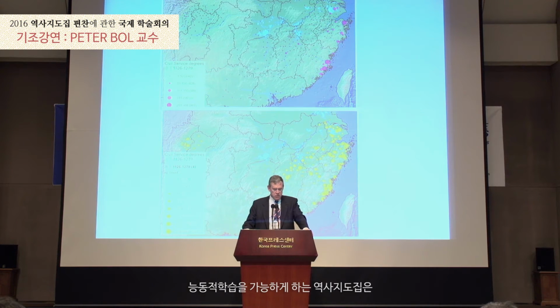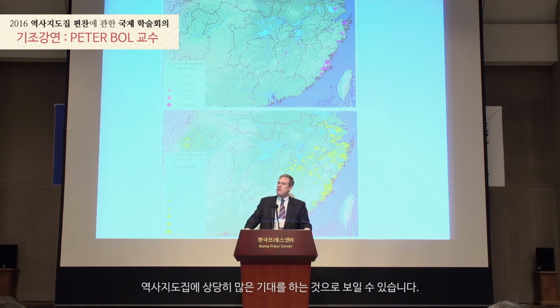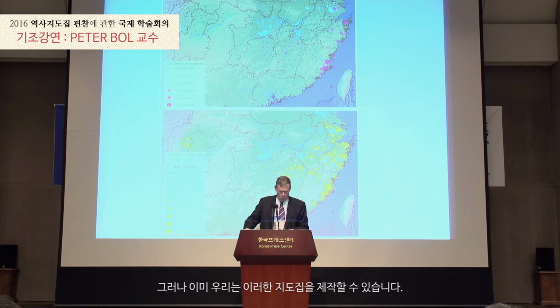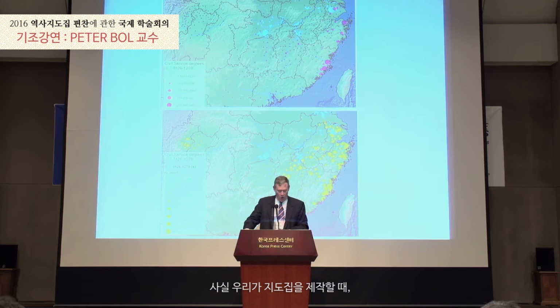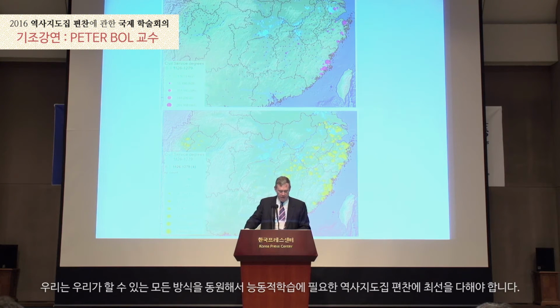An historical atlas that enabled active learning would teach the learner how to represent the data as well as providing a reference work. This may seem a tall demand for a historical atlas, but we are already capable of making such an atlas. In fact, if all we wanted to do was use modern methods to create a printed atlas that could serve as a reference work and be interesting to read and interpretive, we would have to do almost everything necessary to create an historical atlas for online learning.